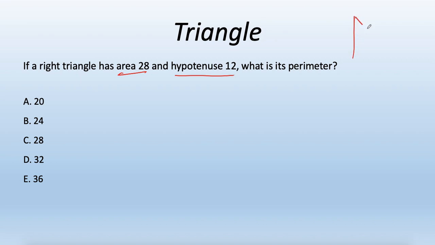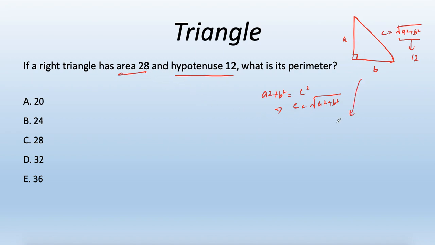If I consider a right angle triangle, and because this is open-ended, let's assume some variables. This is A, this is B, and this is C. Because this is a right angle triangle, using the Pythagoras theorem, A square plus B square must be equal to C square, and if I take the square root of both sides, C will be equal to the square root of A square plus B square. So this C must be equal to the square root of A square plus B square, and this thing is equal to 12, the hypotenuse, and the next thing is area is equal to 28.